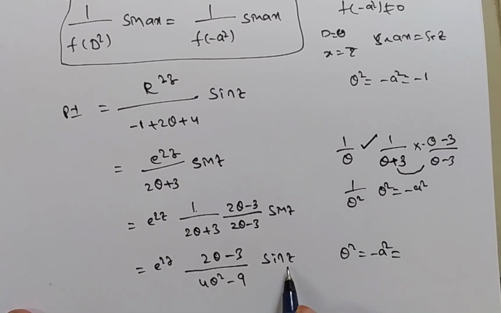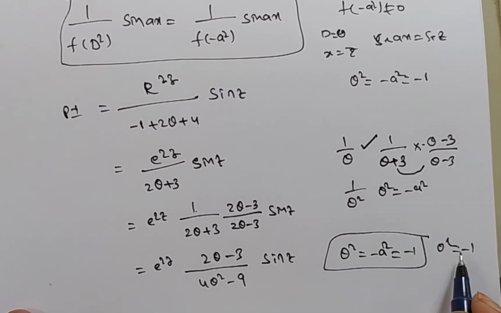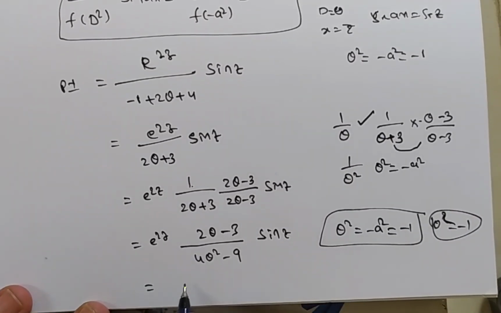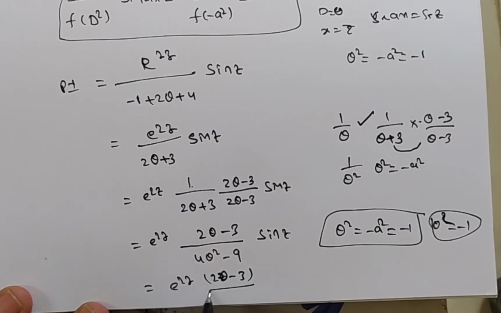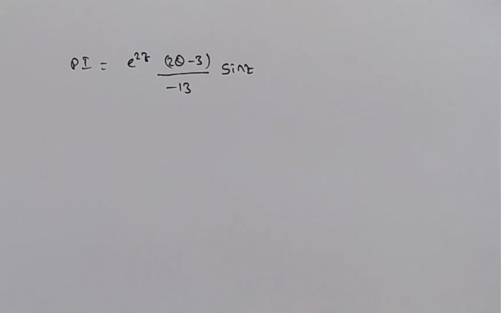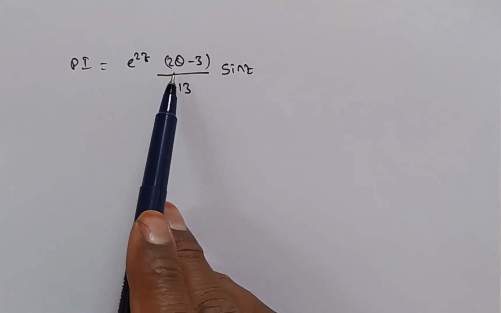Here you observe the denominator is containing D square, so in place of D square I am replacing minus a square. So what is a here? You have 1, so you have to write minus 1. So in place of D square we have to write minus 1. Is it clear? Now if I replace it with minus 1, then I will have e to the power of 2z into 2D minus 3 divided by minus 4 minus 9, into sin z. So what is minus 4 minus 9? Minus 13.